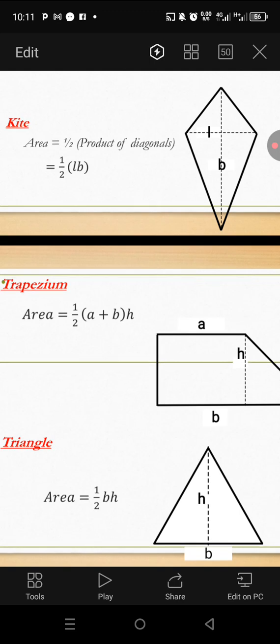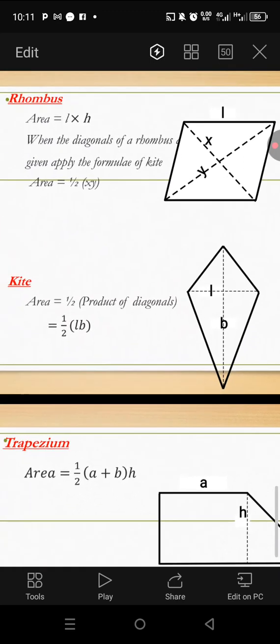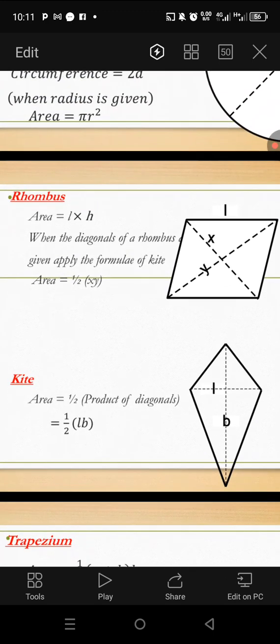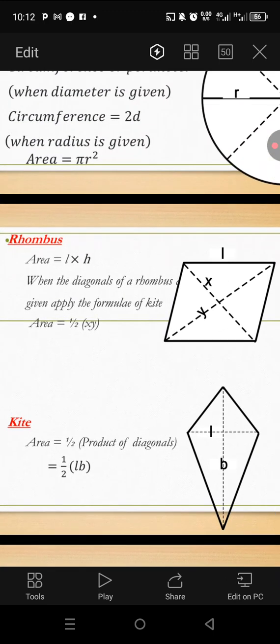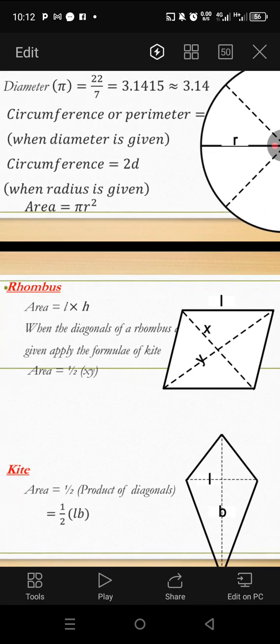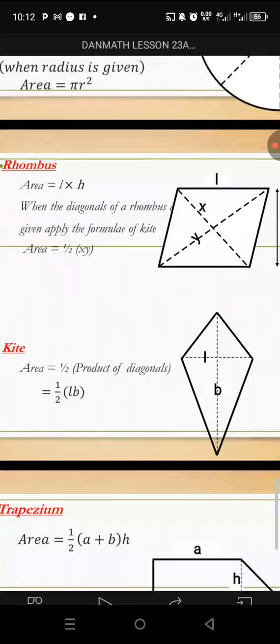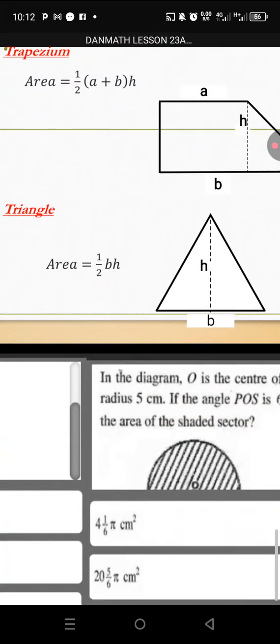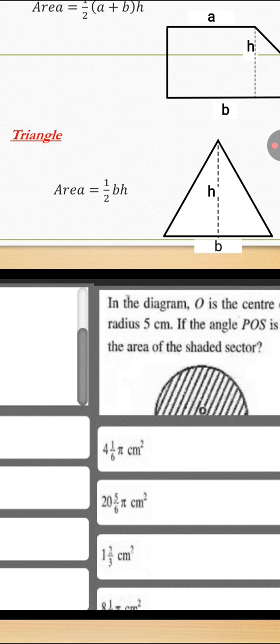Trapezium, you need to introduce half because the two lengths are not equal. So we take average of it. So we introduce half. Kite is half of a rectangle when the diagonals are used. Rhombus is half of a rectangle when the diagonals are used. So these are areas where you introduce half in their formulas. All right. So on that note, that's it. This was simple to understand.